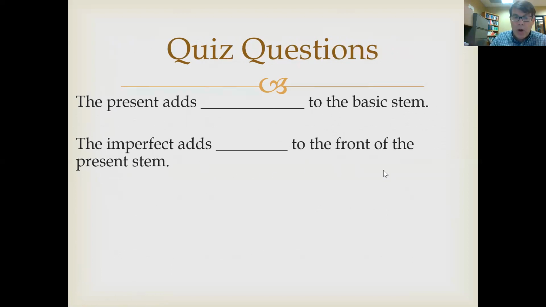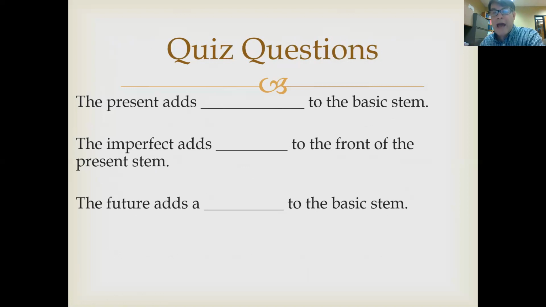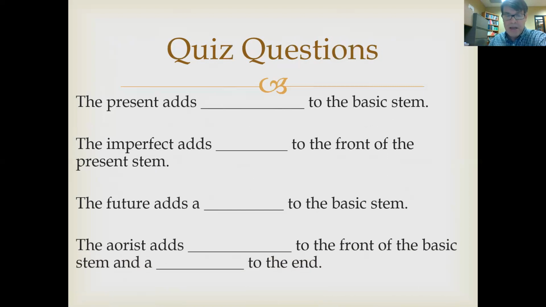So the imperfect adds what to the front of the present stem? An augment is what the imperfect adds to the front of the present stem. What does the future add to the end of the basic stem? It adds a sigma to the end of the basic stem. What does the aorist add to the front of the basic stem? An augment, just like the imperfect. The imperfect and the aorist, when they're in the indicative mood, add an augment to the front. And that adds what to the end? A sigma alpha, and then the ending. Okay, can you do this?